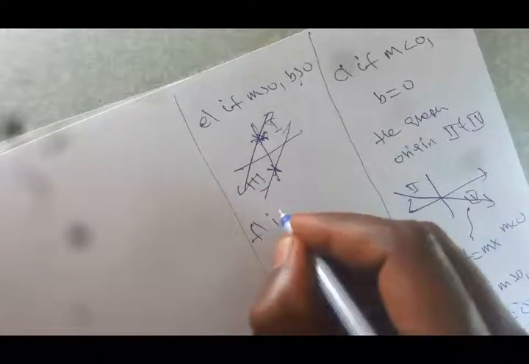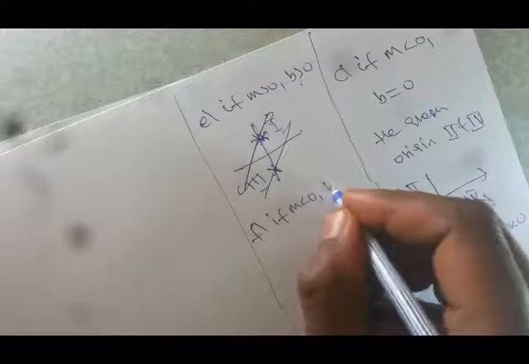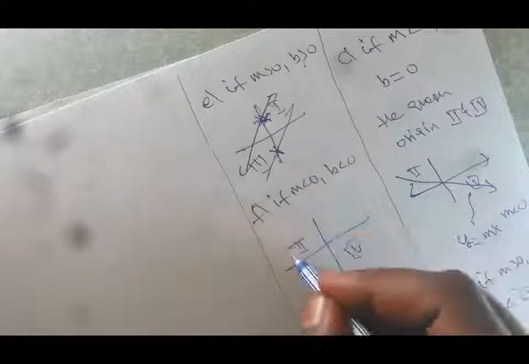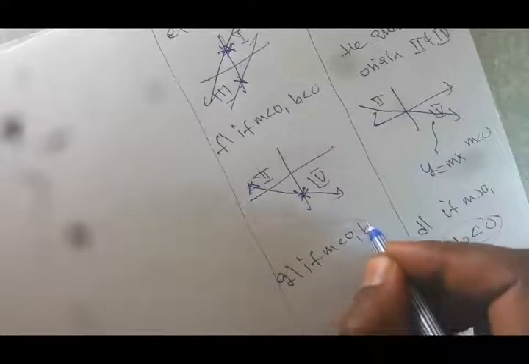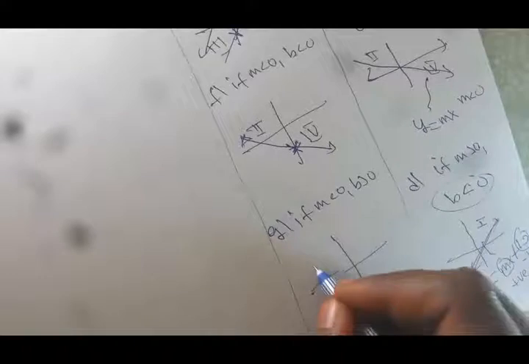Graph will pass. And f is given by if m is less than 0 and b less than 0, the graph will pass between second and fourth quadrant, but if b is less than 0, it will pass in the negative y direction. This is the graph. And g is given by if m is less than 0 and b greater than 0, the graph will pass between second and fourth quadrant, but it will be above the y-axis.